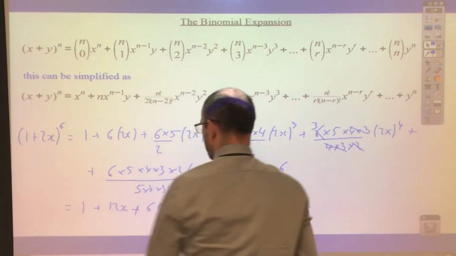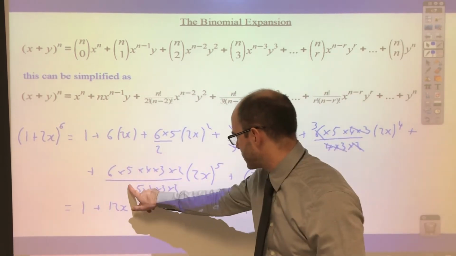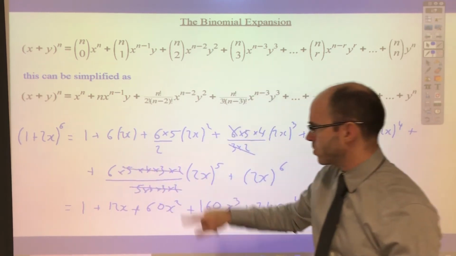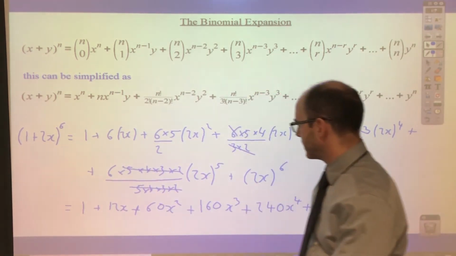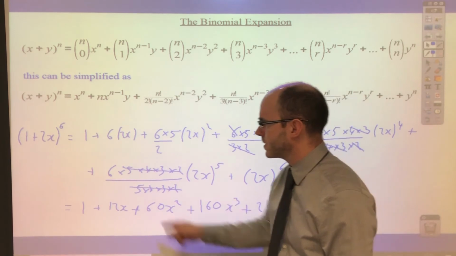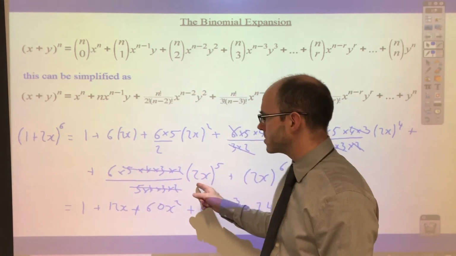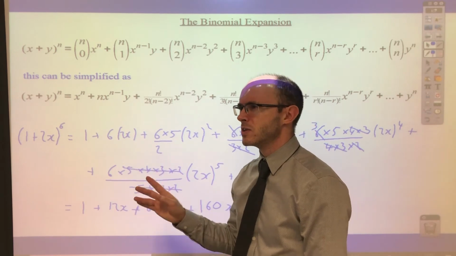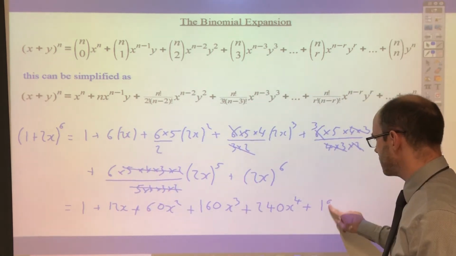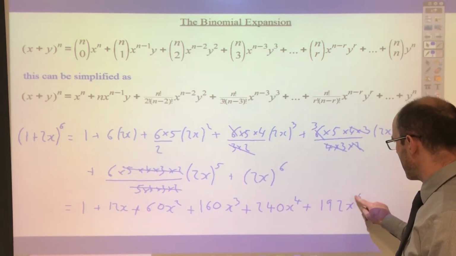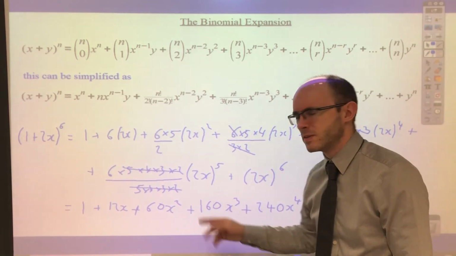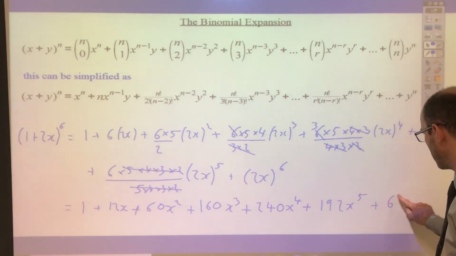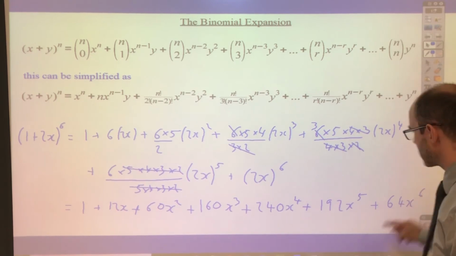And then next term, this one here. 5 times 4 times 3 times 2. Lovely. 2 to the power 5, 32. Times by 6. 32 times 2 is 64. Times that by 6. 64 times 6, 192. 192 x to the power 5. And then lastly, 2 to the power of 6. 64. 64 x to the 6. Done.